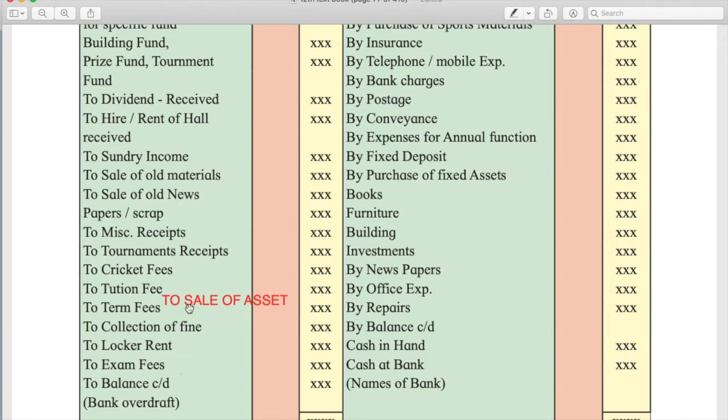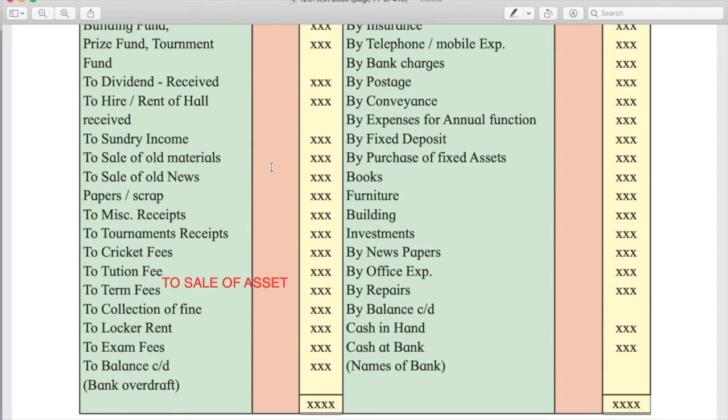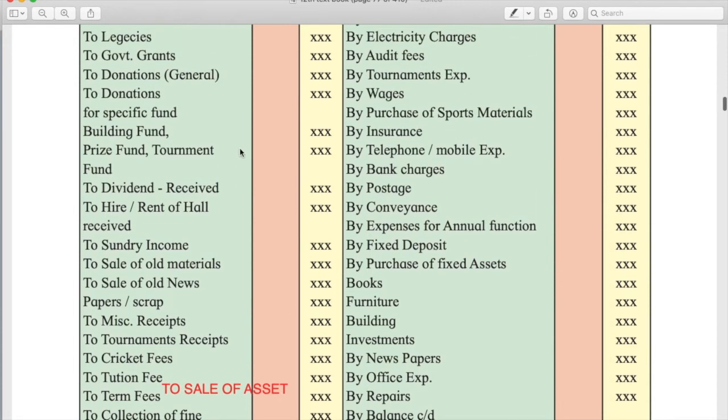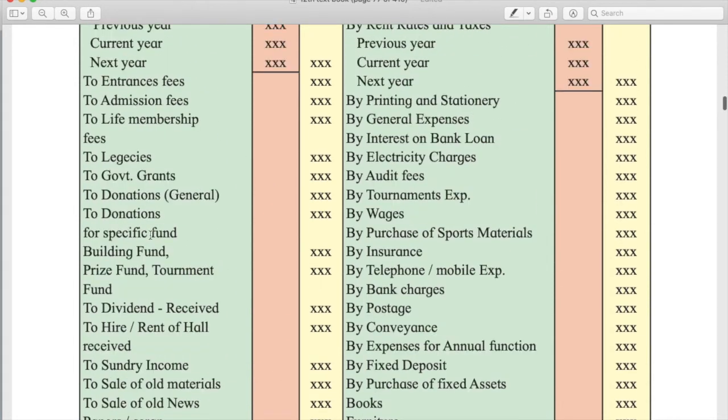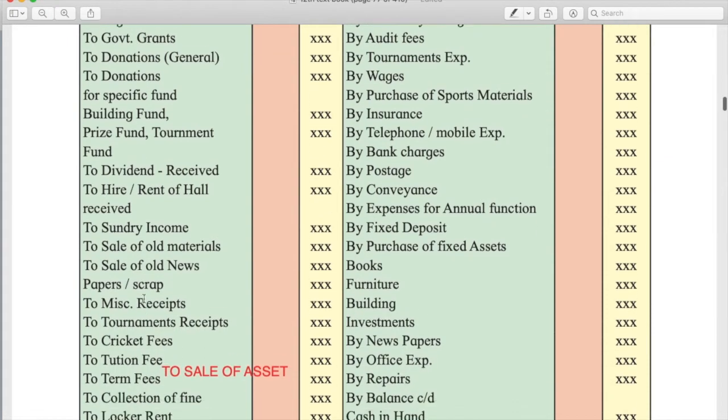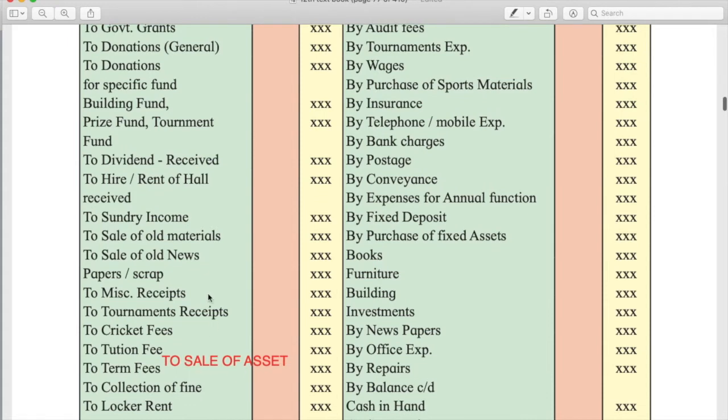Tuition fees, term fees, collection of fine, locker rent, exam fees. Here you have to just add sale of asset. This is not mentioned in this particular format, so you just add this one item on the receipt side, that is sale of asset. Now you must have observed that specific funds related to liabilities, specific donations, and life membership fees are all capital receipts. Even the sale of asset is a capital receipt.